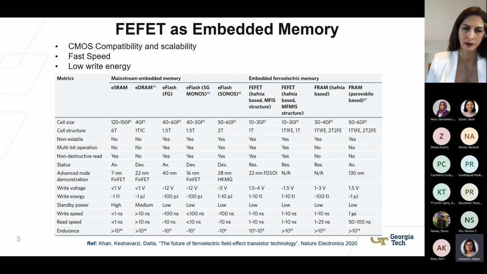So as I've stated before, there has been a lot of interest in FeFETs as embedded memory devices due to their CMOS compatibility, scalability, fast speed, low write energy, lower footprint, and logic and memory capability, which is very helpful for in-memory computing. However, the most important advantage of FeFET, as we understand, is its low energy performance. The write energy of a FeFET is comparable to that of an embedded SRAM. So that's why there has been a lot of interest in these devices, as we understand.